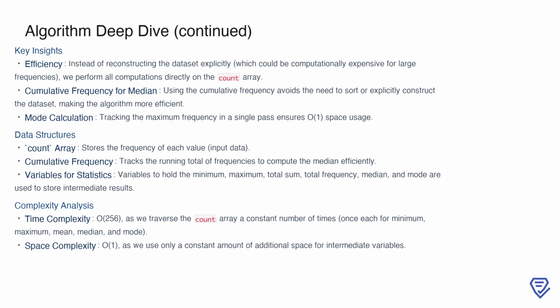The data structures used include the count array to store frequencies, a cumulative frequency variable for efficient median calculation, and a few variables to hold intermediate results like the total sum, total frequency, and the statistical measures themselves. The time complexity of the algorithm is O(256), since we traverse the count array a fixed number of times, and the space complexity is O(1), because we only use a constant amount of additional space.